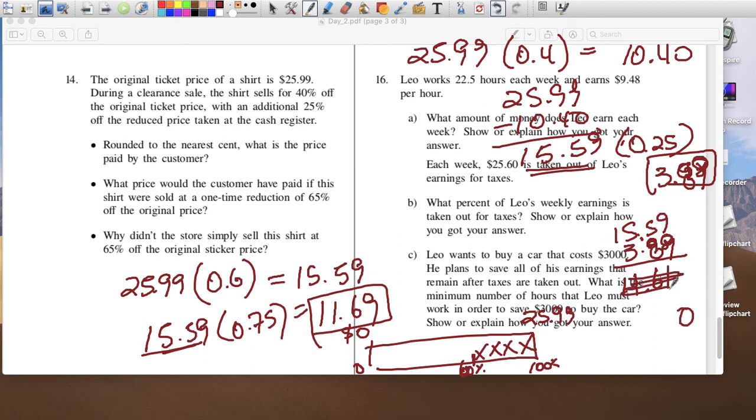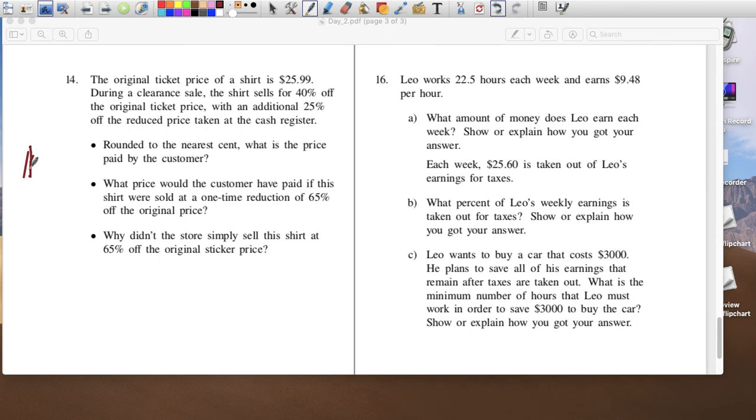15 minus 8, 7. You're going to get a very tiny difference because of the rounding, but the same price. 11.69, 11.70. I'm pretty sure the machines do it this way instead of this way. Okay, so 11.69 is your price.